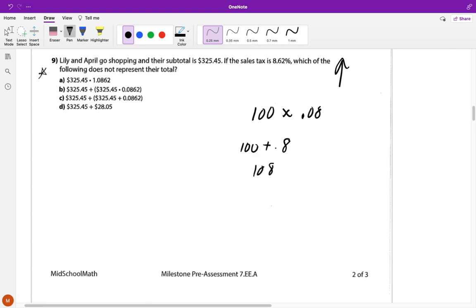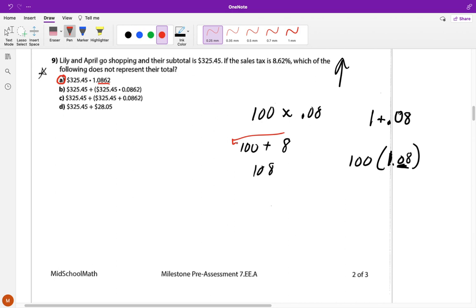So this gives 108. Well, remember, when we're increasing an original amount, as we talked about, we could have also multiplied it by the whole amount plus the increase. So we could have just taken our amount and multiplied it by 1.08, because this represents our original amount, 100, plus the additional 8% that's being added to it. So we see that this A does work, because we're just taking the original amount and multiplying it by 1.08, which accounts for the increase in the sales tax.